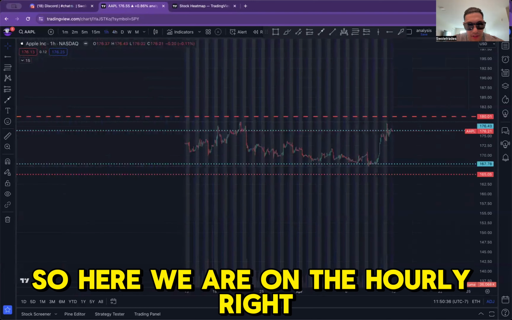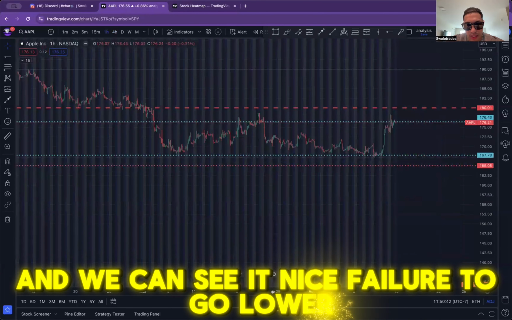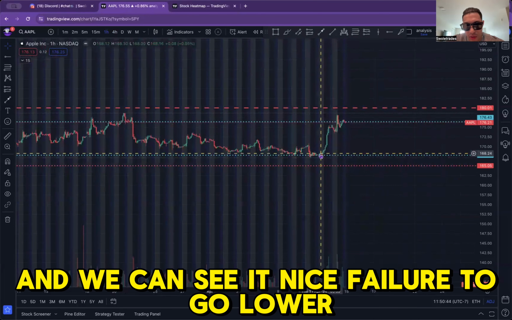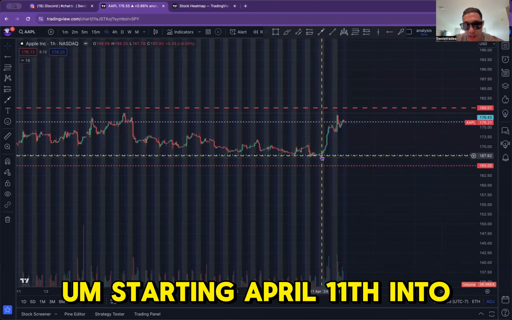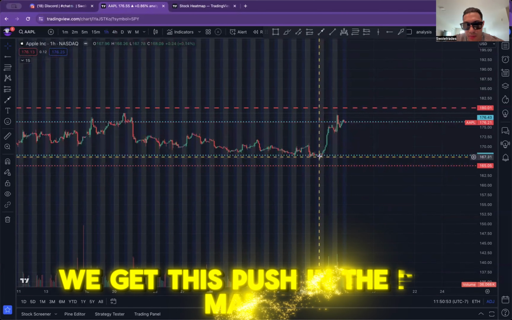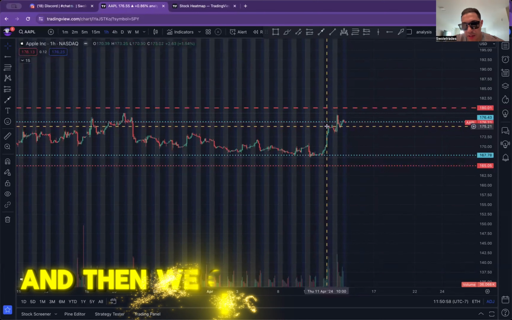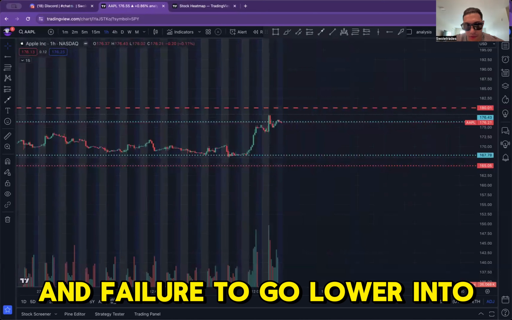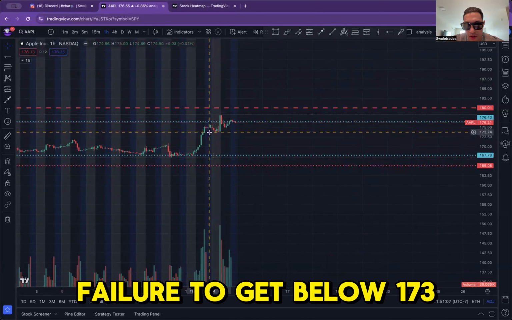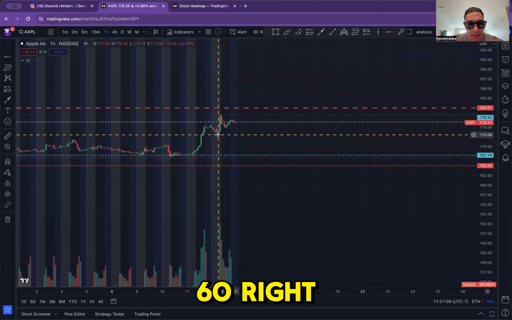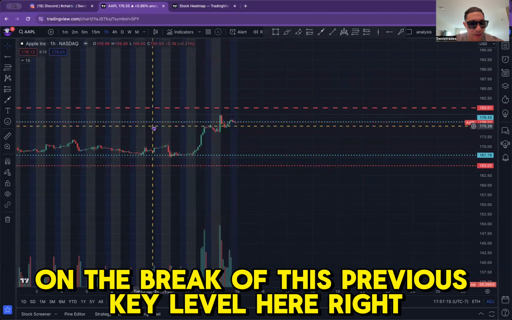So now let's go down onto the hourly chart. Here on the hourly, we can see a nice failure to go lower, and then starting April 11th we get this push in the pre-market, and then this nice move up pretty much the whole day. Then we get this little pullback and failure to go lower into Friday's open, a failure to get below 173.60. And then this is where we took our trade, on the break of this previous key level.